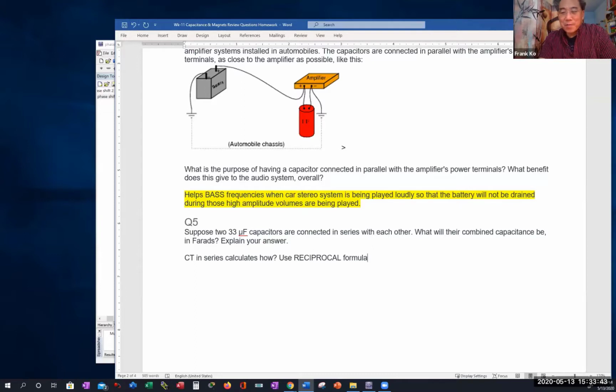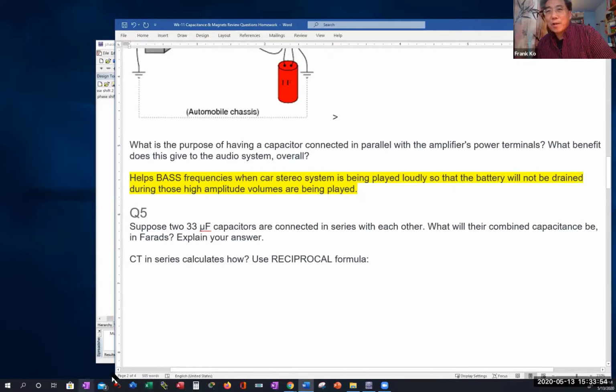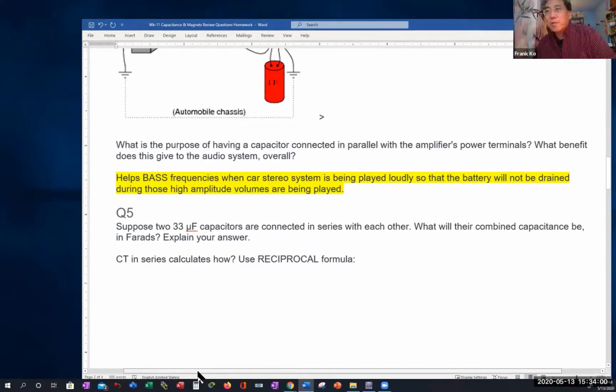It's called the, look at my screen. I can't see your screen. It's called the reciprocal formula. I'm trying to make it bigger here for you. Is that big enough for all of us? Yes, thank you. Okay, so we're going to use this thing called the reciprocal formula.